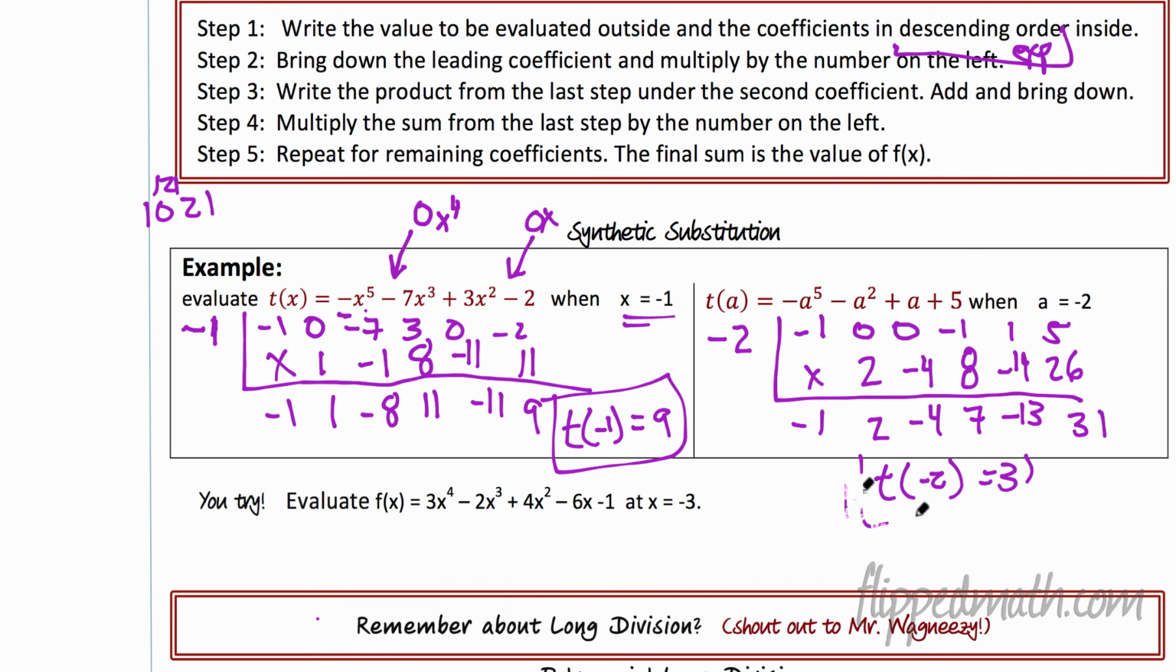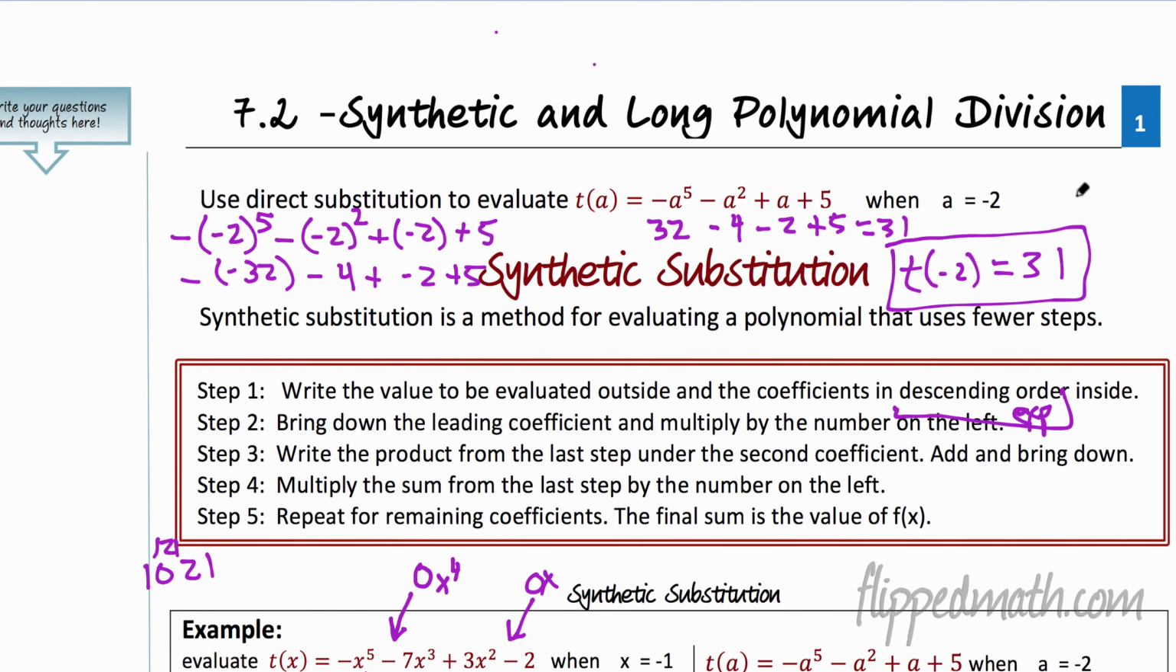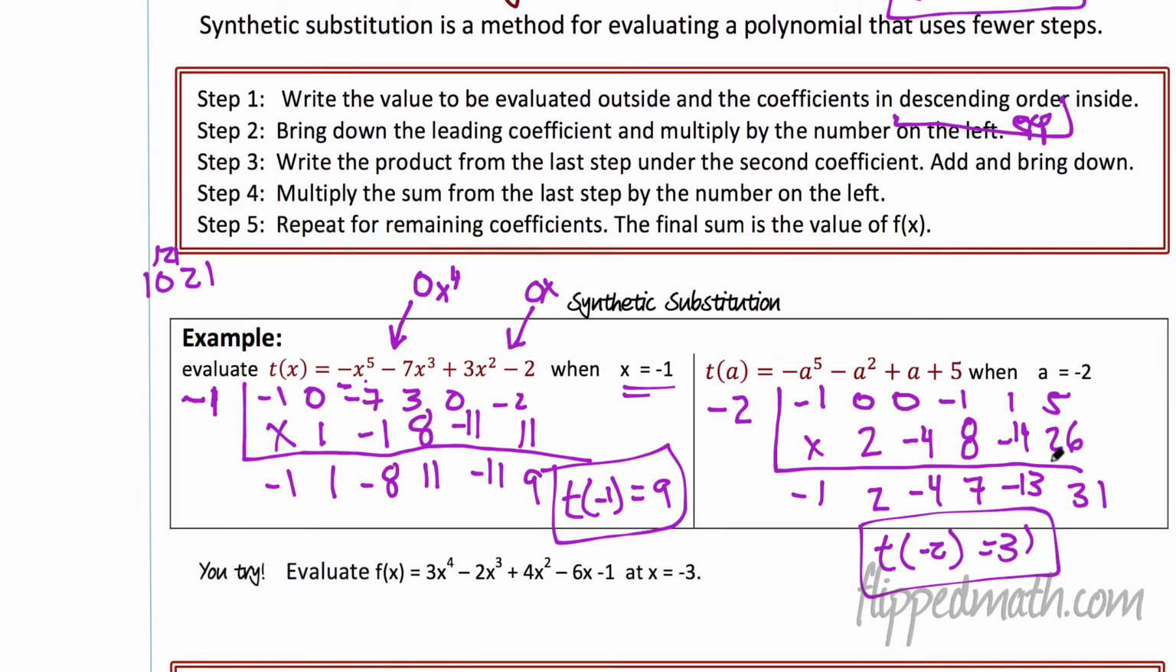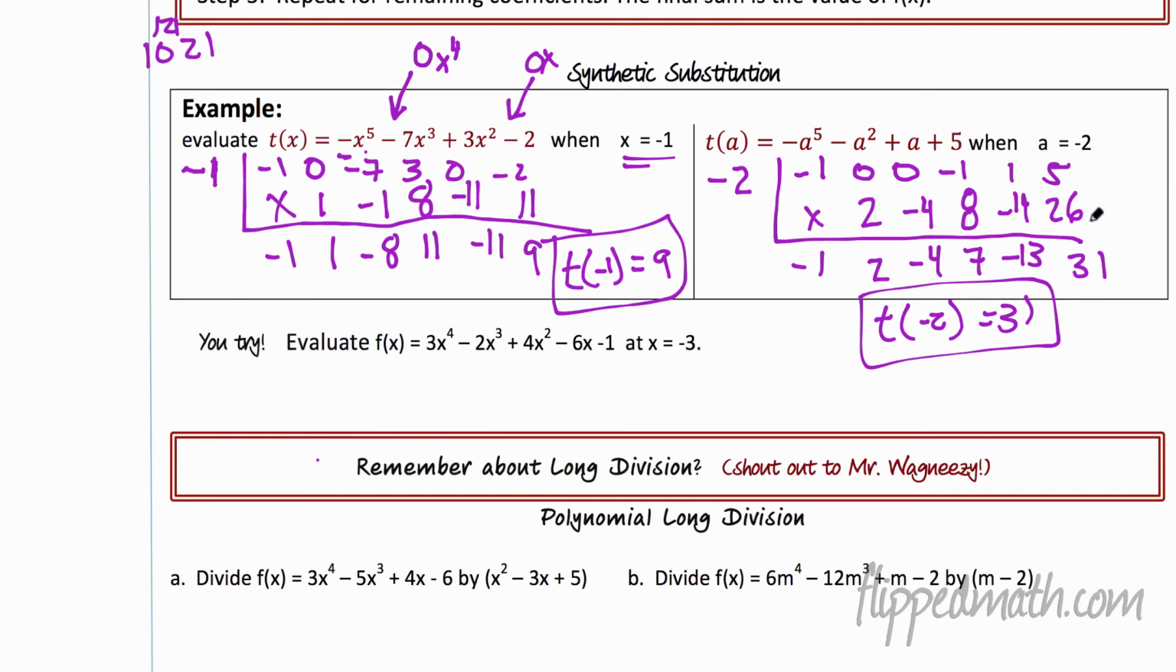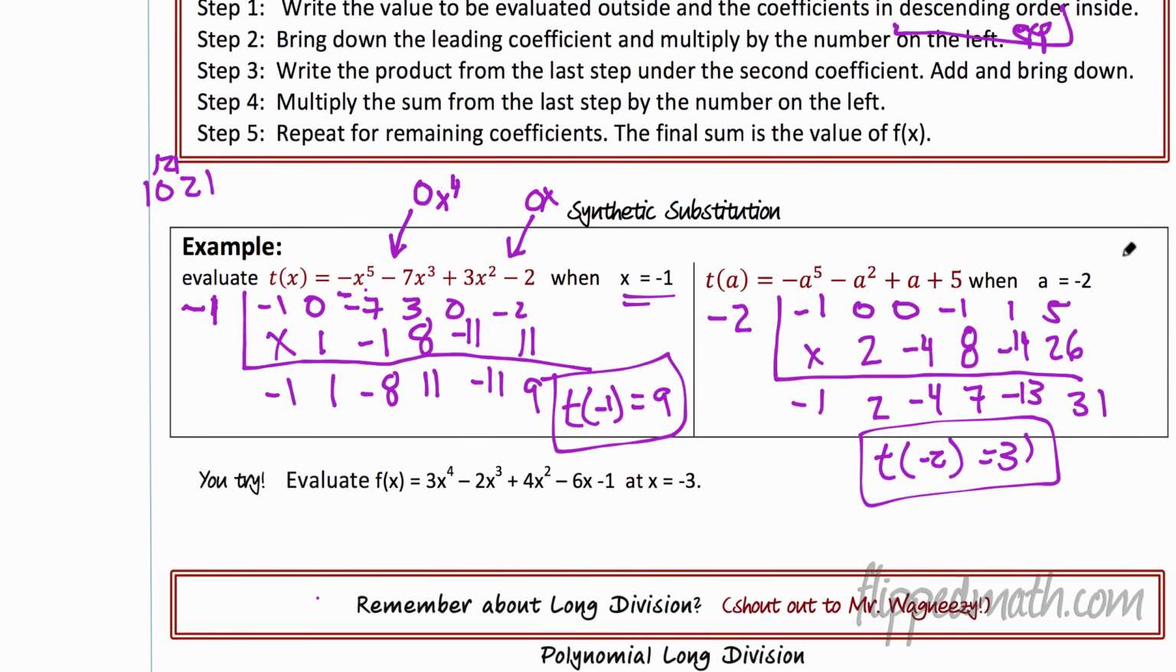But guess what, peeps? That's exactly what we got way up here. We did it by direct substitution. It's the same problem. Haha. Got you. Did you notice it was the same problem? But you get the same answer either way. So that's why I picked the same problem there.